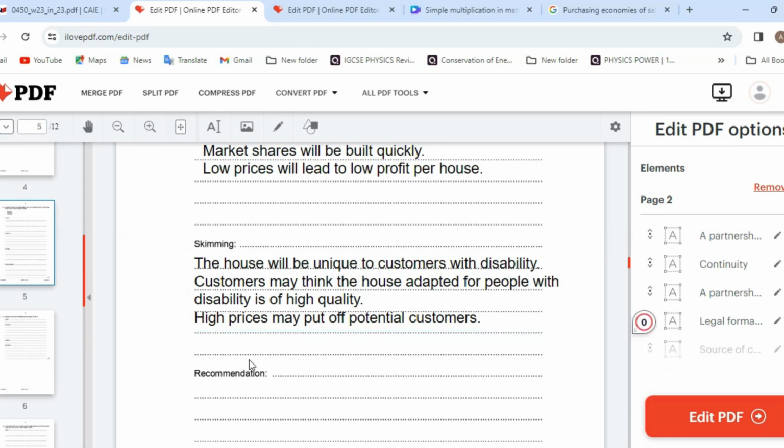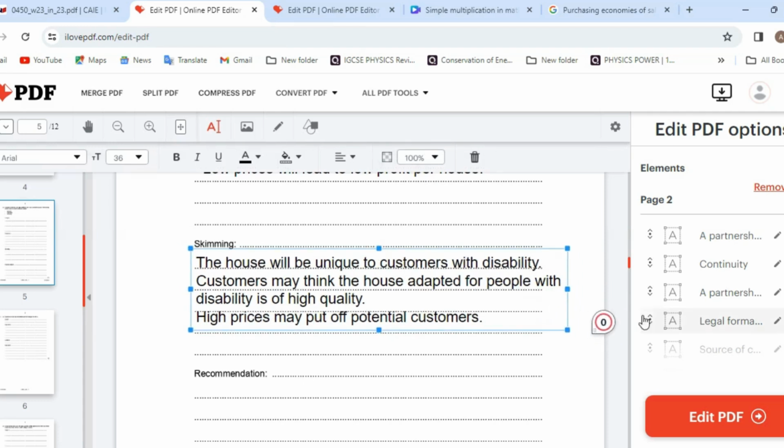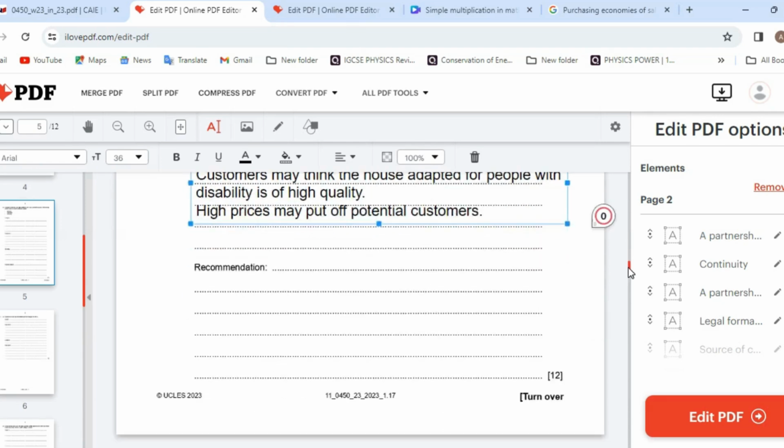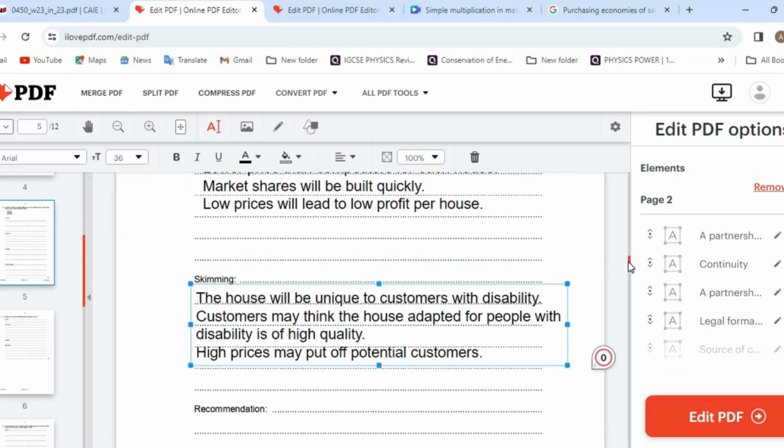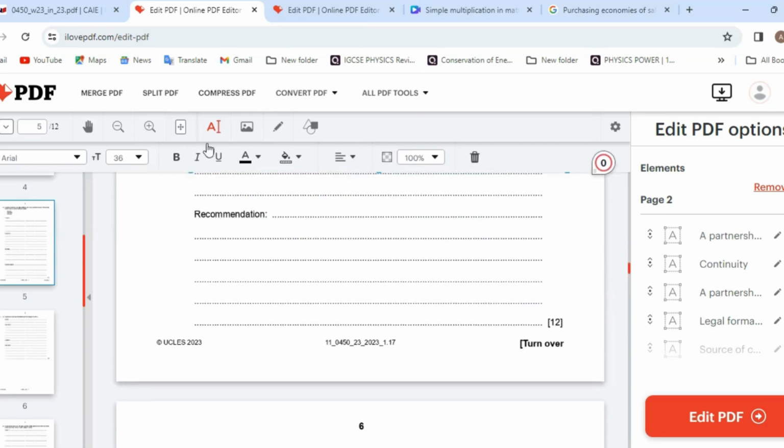Okay, what is your recommendation here? Which one should we choose? Which one do you think BB should use? Okay, you want us to go for skimming? That is when they have a specially designed house for people. It will be a new idea. Let's try and put our recommendation based on that.